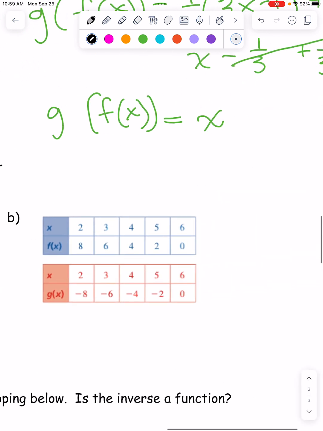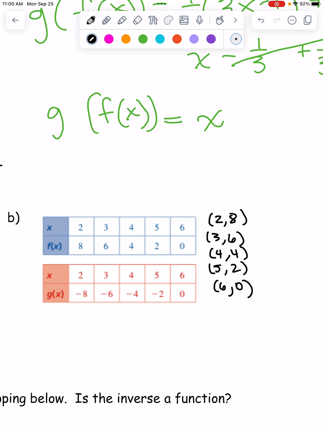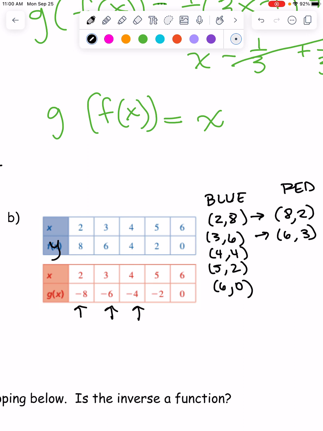Let's try it again. The points are (2, 8), (3, 6), (4, 4), (5, 2), (6, 0). You see what I'm doing? That's from the blue chart, x, comma, y. So if those got switched to (8, 2), (6, 3) in the red chart, this is blue. If this is red, then they're inverses. But look at this first one. That's (2, -8), (3, -6), (4, -4). That's not what I'm getting or what I should be getting for the inverse. So these are not inverses. So no, not inverses. Okay.